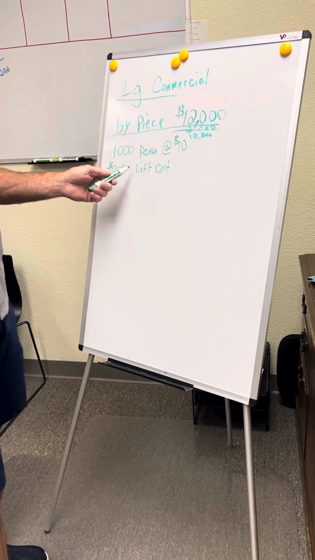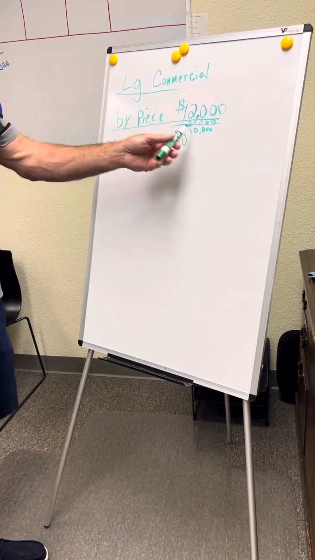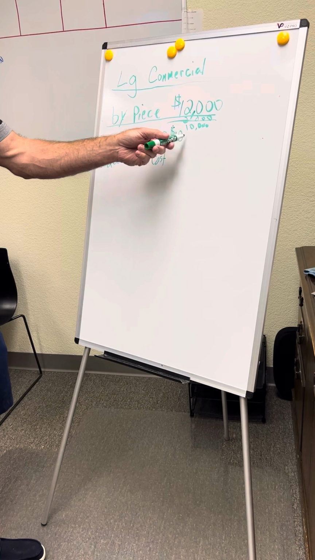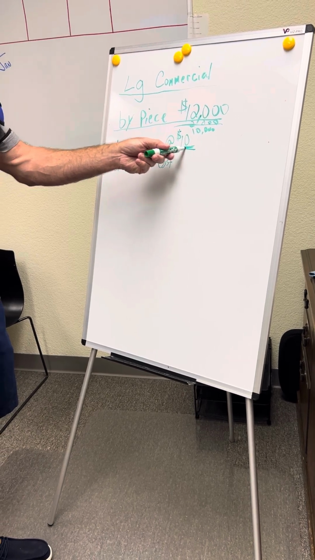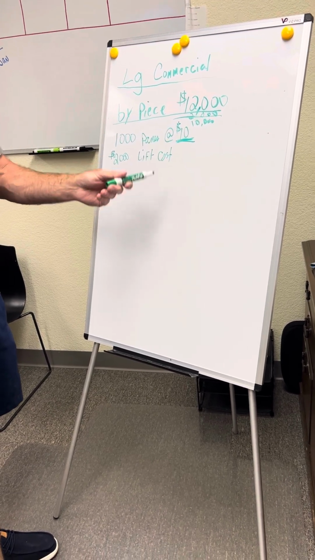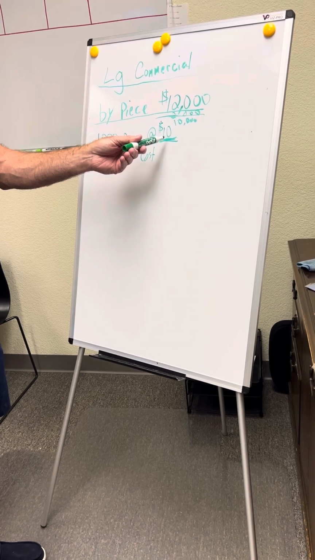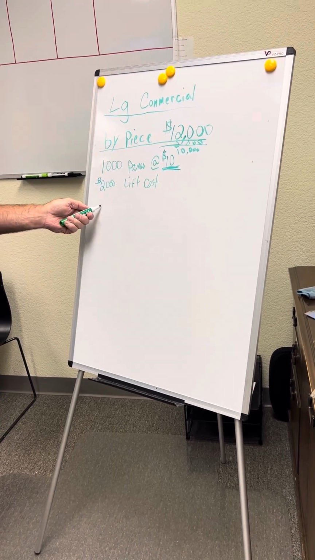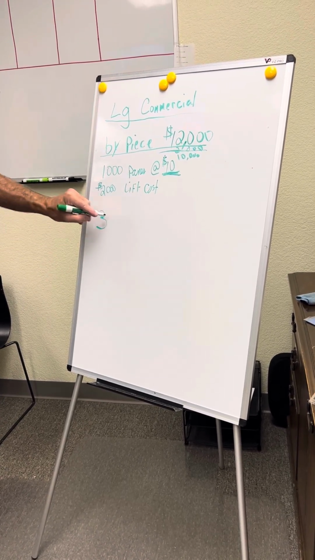Just for easy numbers, let's say that there's 1,000 panes. Go on, divide that into 10,000. That puts us at $10 per pane. I'm going to pay the guys 30% of the $10, which is about $3 per pane.